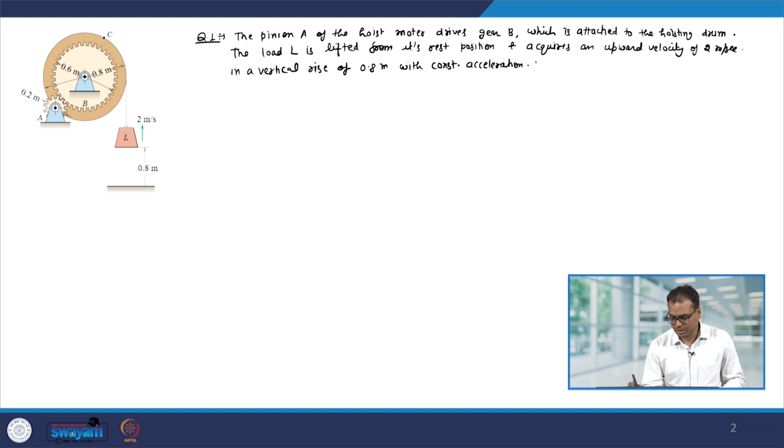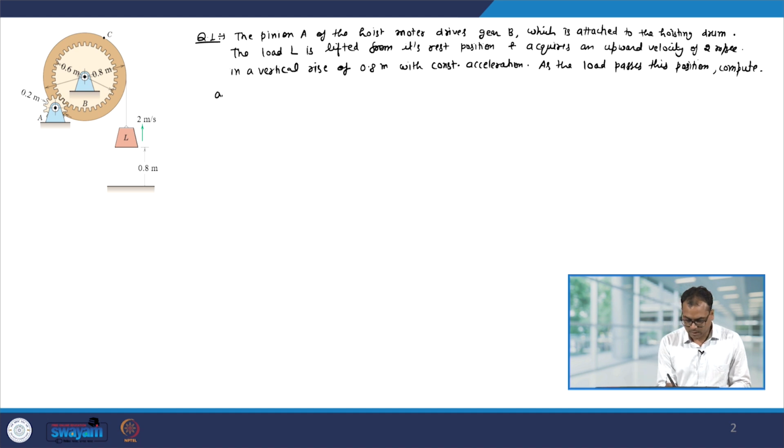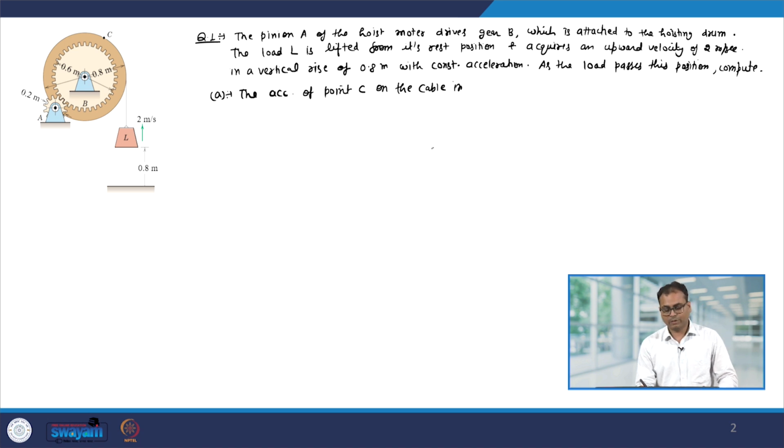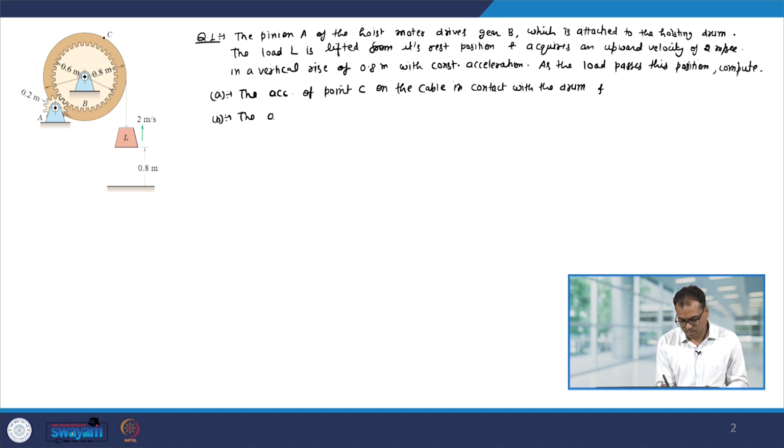As the load passes this position, compute A, the acceleration of point C on the cable in contact with the drum, and B, the angular velocity and angular acceleration of the pinion A.